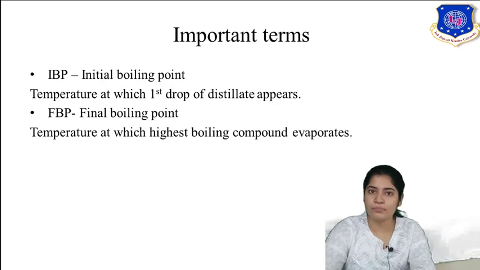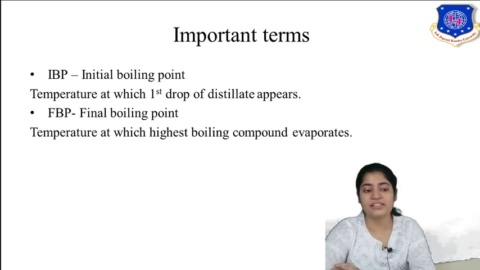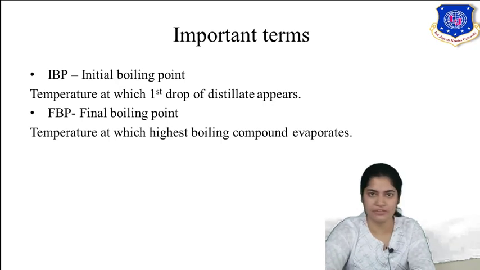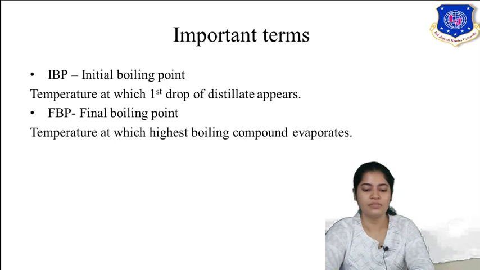The more volatile the component, the lower the initial boiling point. You are getting that distillate at very low temperature. It suggests that your component is very volatile. It vaporizes very early. And the final boiling point is the maximum temperature at which your highest boiling compound evaporates. It is generally measured like this: in your flask at the end you have the residue. The temperature of that residue would be maximum and that is your final boiling point.